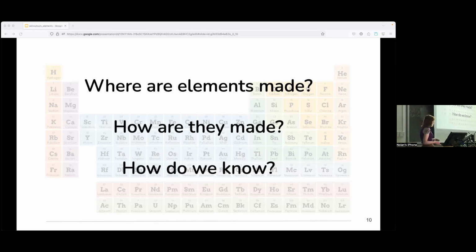So I'll start with a little bit of background, and then we'll just get going. We'll start talking about where all the elements are made more or less in order, the processes that make them, and then we'll end talking about how we know any of this at all, which is related to what I work on every day.